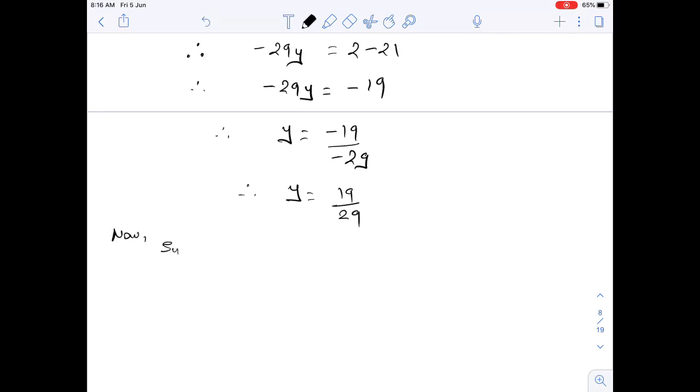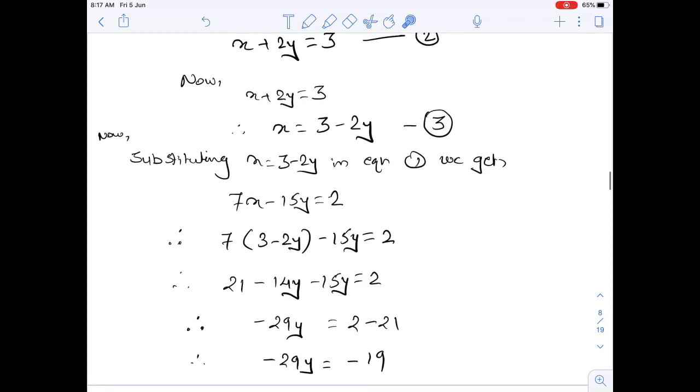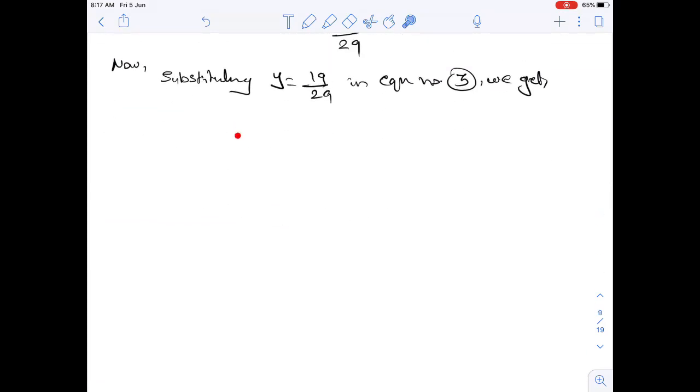Now substituting y equals 19 upon 29 in equation number 3 we get, now first we have to write this equation number 3. So that is x equals 3 minus 2y, x equals 3 minus 2y.